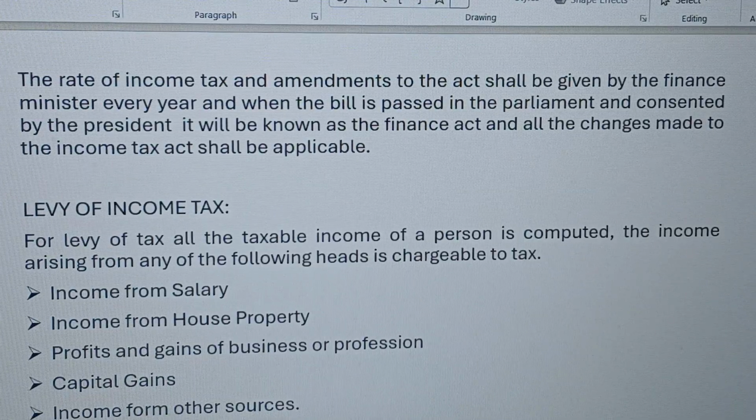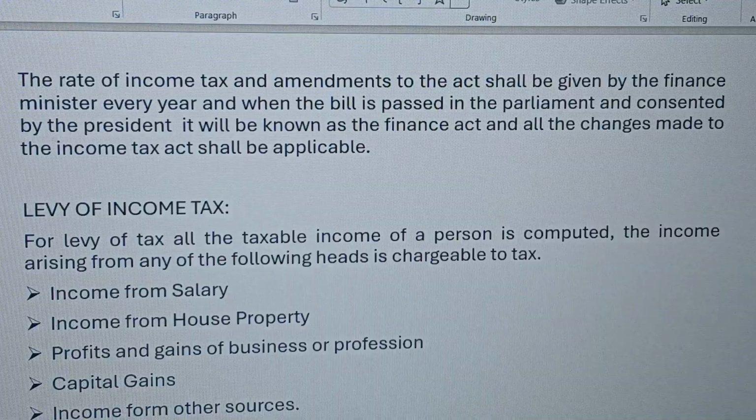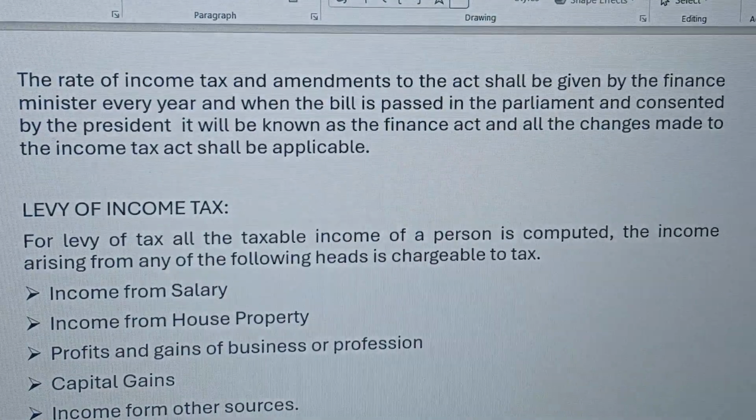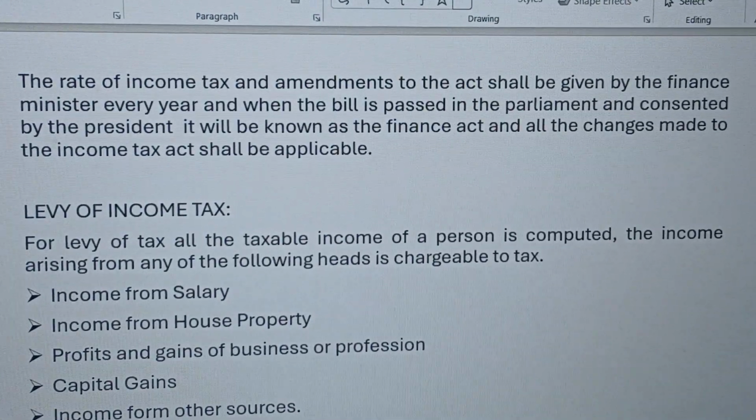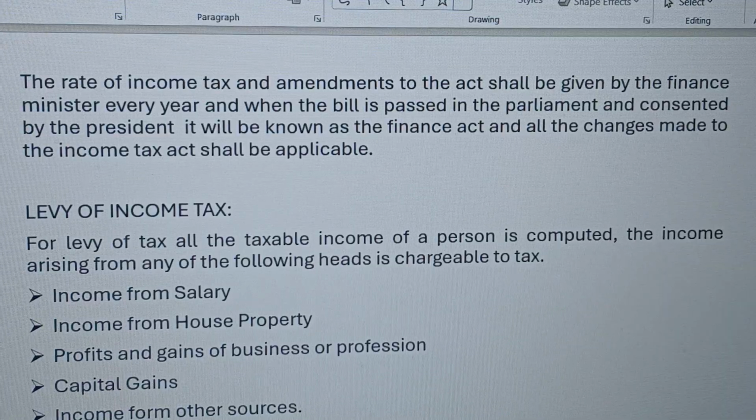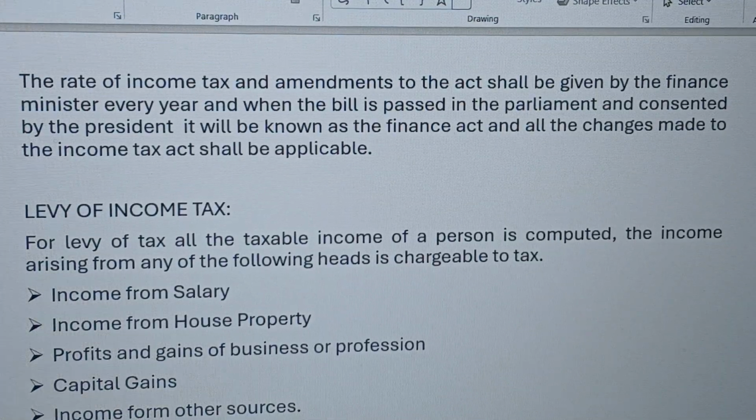Then the fifth head is income from other sources. Income from other sources is the head where the items which do not appear in income from salary, income from house property, profits and gains of business or profession, or capital gains will appear. This is the fifth head of income.